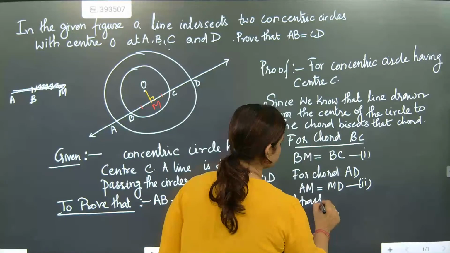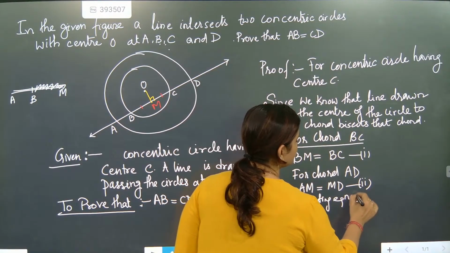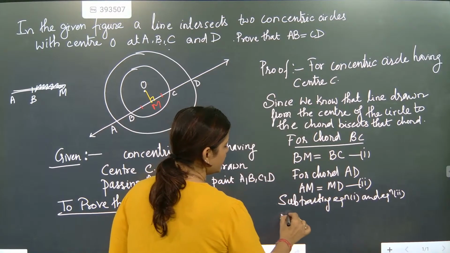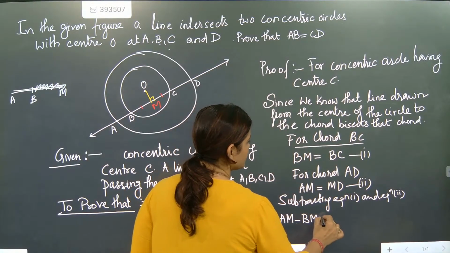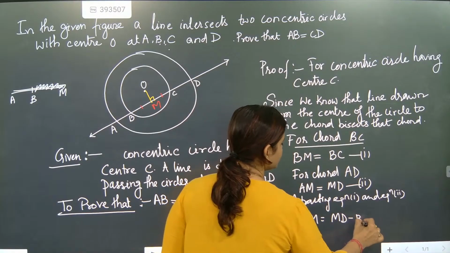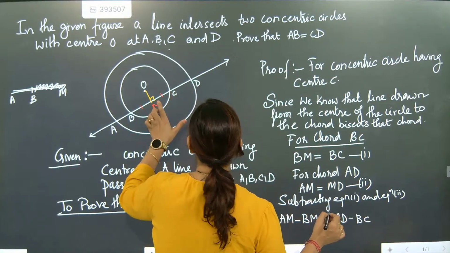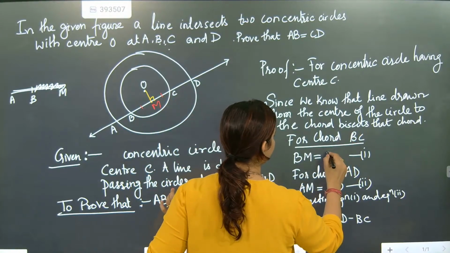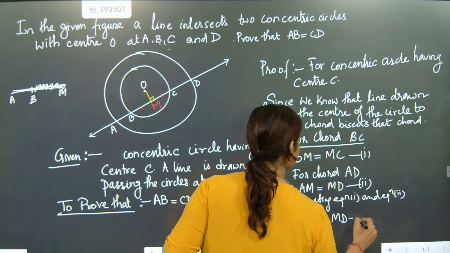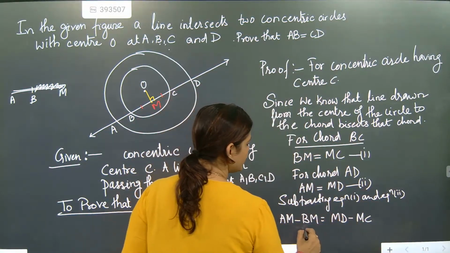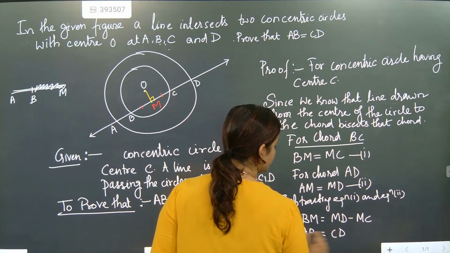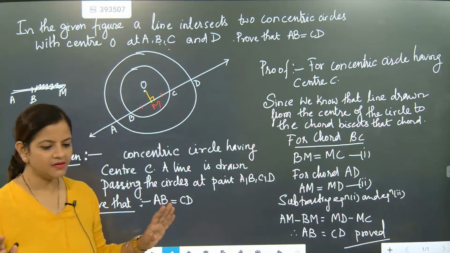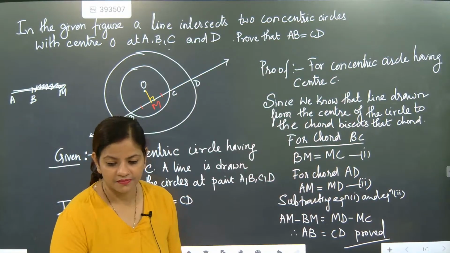So we write subtracting equation 1 and equation 2. So what will be found here? AM minus BN is equal to MB minus BC. MB minus BN, MC. So MC minus MC. So what will be found here? AB is equal to CD. Done now. Very simple part we have done.